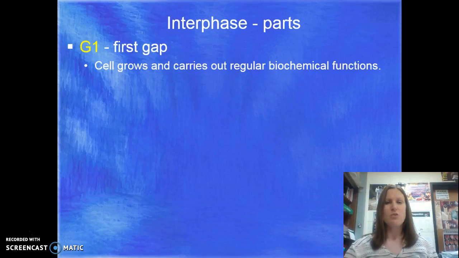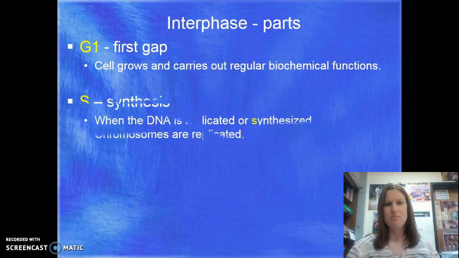This is when the cell grows and carries out regular biochemical functions. So this whole process is the cell preparing to divide. It's just getting bigger. It's going through its normal everyday functions. Your liver cell is detoxifying, doing what it needs to do. Your heart cell's pumping. Your blood cells are carrying oxygen. This happens in interphase. In the S phase, S is for synthesis.